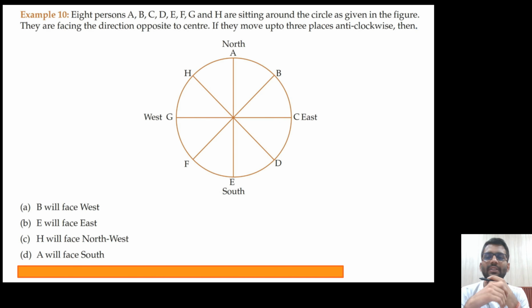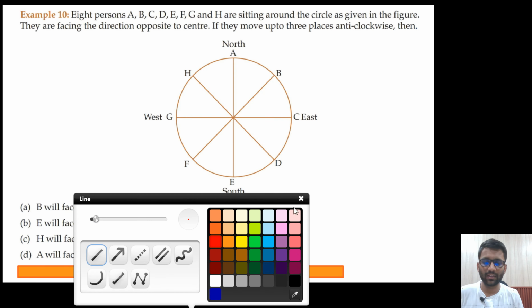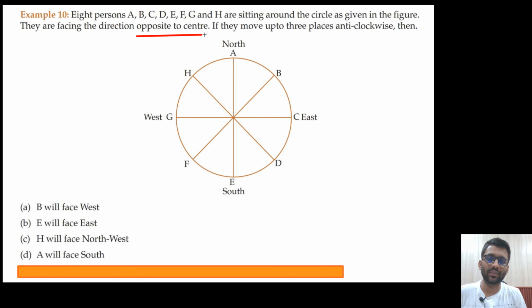So 8 persons A, B, C, D, E, F, G, H are sitting around a circle as given in the figure. They are facing the direction opposite to the center. This is a very important line. Opposite to the center. So that means they are looking in this direction, opposite to the center.